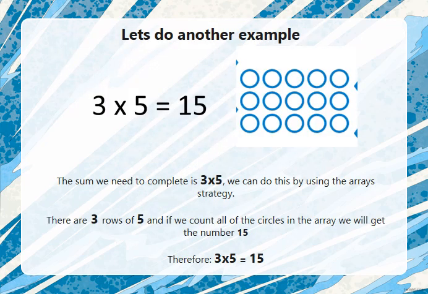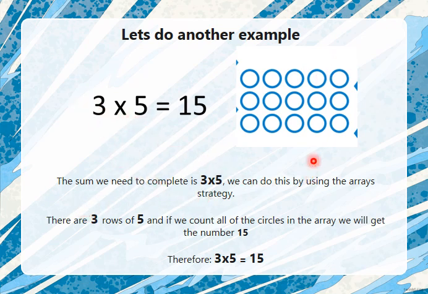Alright, let's look at another example. So in this example we're looking for 3 times 5. We've got our array over this side here. So we're looking for 3 rows of 5. 1, 2, 3. 3 rows with 5 in each. 1, 2, 3, 4, 5. The sum we need to complete is 3 times 5.